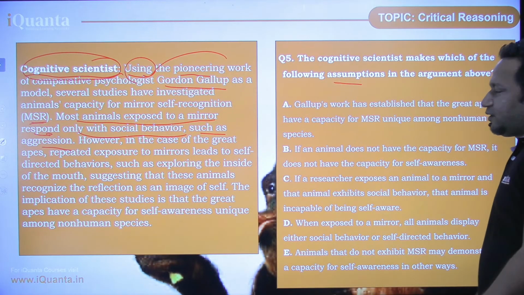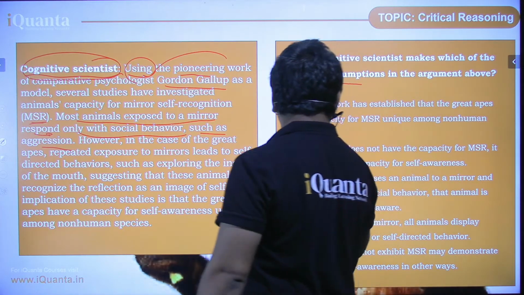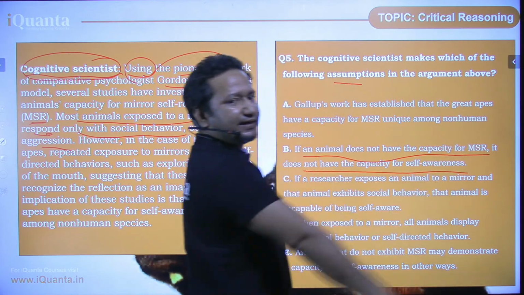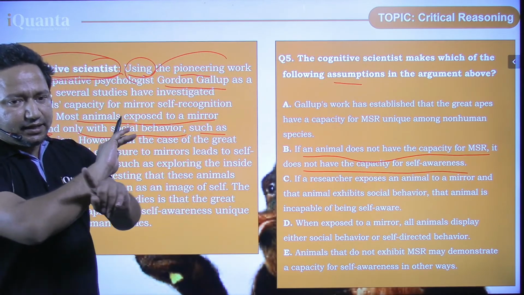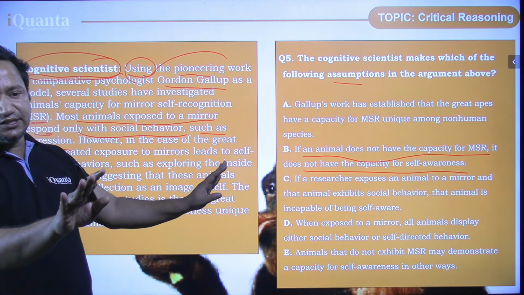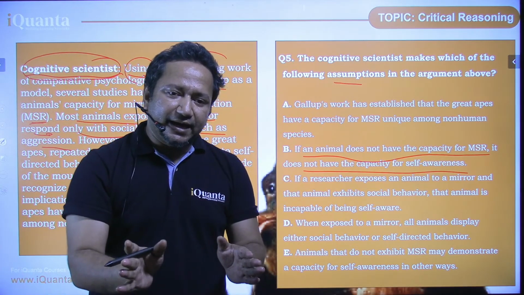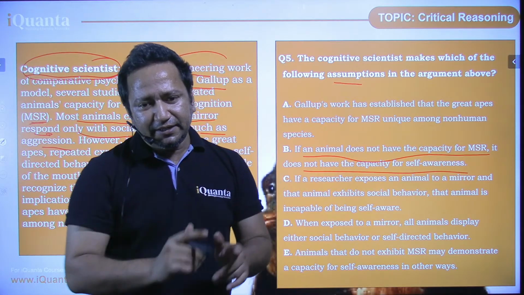So statement B looks really correct. It says if an animal does not have the capacity for MSR, it does not have the capacity for self-awareness. Because nothing else has been mentioned about the self-awareness of an animal except the fact that it has MSR, right?